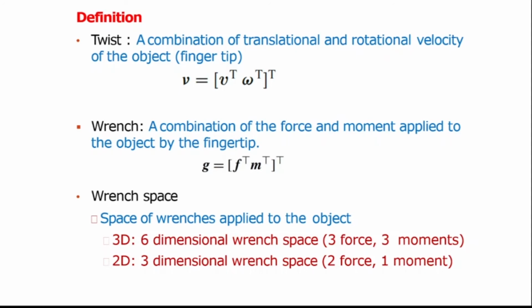Now let's come to some definitions before we go into the mathematical analysis. The definition: a twist is a combination of translational and rotational velocity of an object. It can be defined as Vt and omega t.